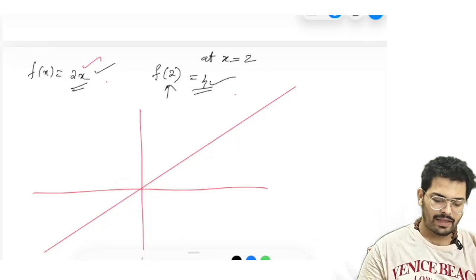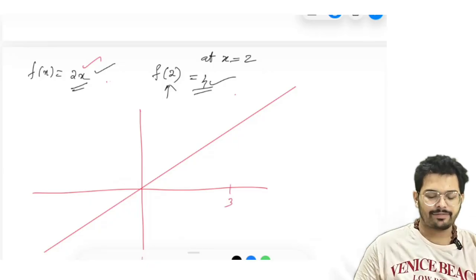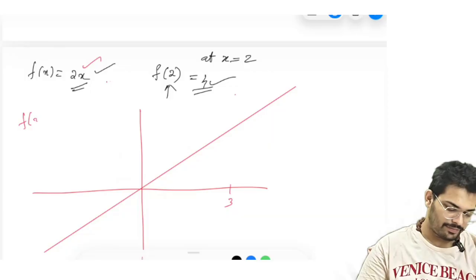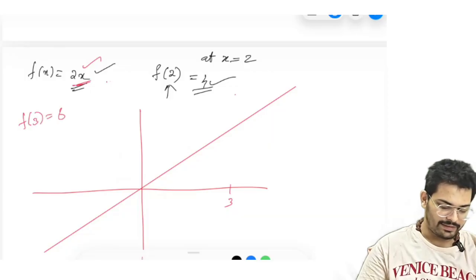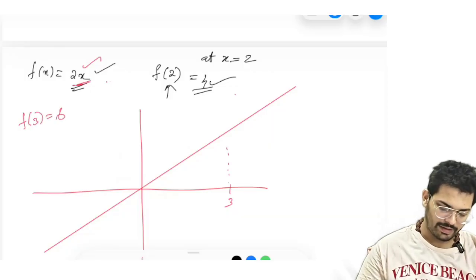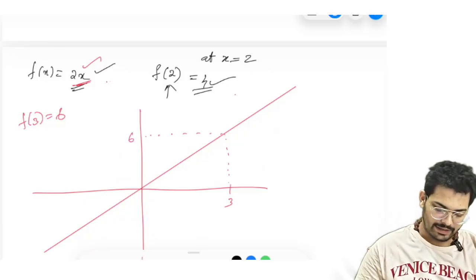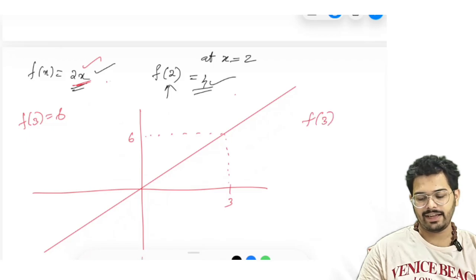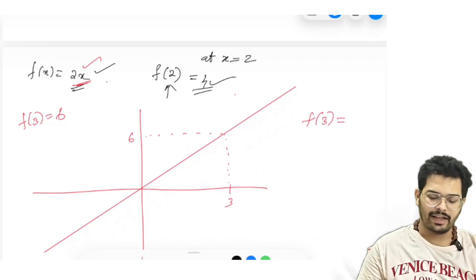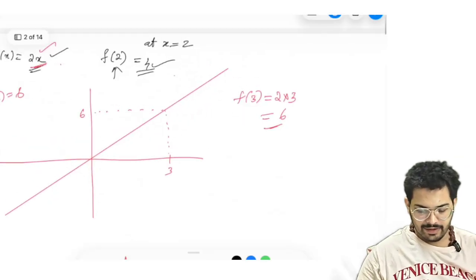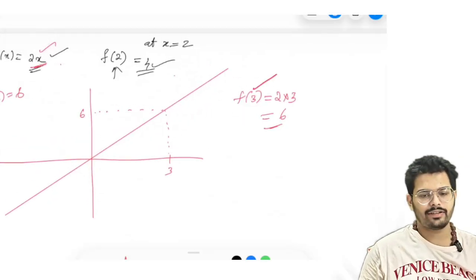Now if I say let x equal to 3. For x equal to 3, what is f of 3? That is 2 into 3, that is 6, which means there will be a corresponding y value, which is 6. That's the logic. Now we are calculating the function's value exactly at the point 3, and we can directly calculate it as 2 into 3, which is equal to 6. Now we have the exact value of the function at x equal to 3.